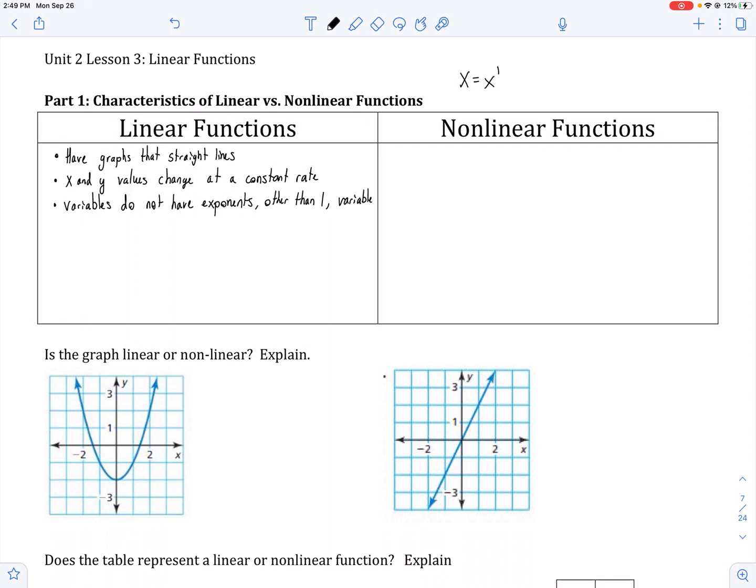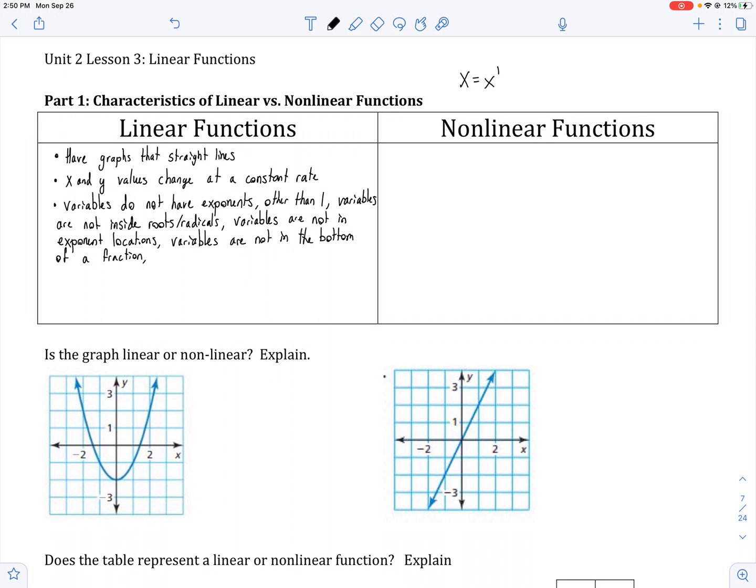Variables are not inside roots or radicals. So I'm talking about square roots there. A square root is called a radical, or sometimes we just call them roots. So you can't have a variable inside a root or a radical. Variables are not in exponent locations. Variables are not in the bottom of a fraction. I'm trying to think if there's any other cases to mention here.